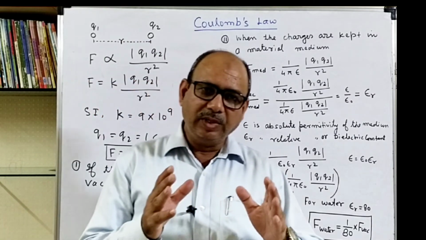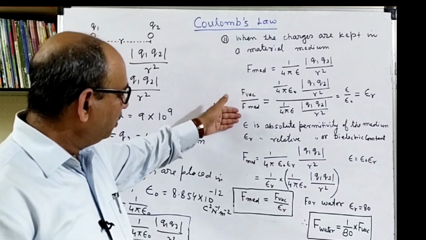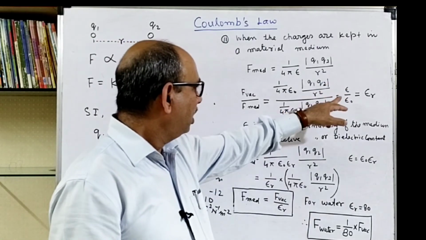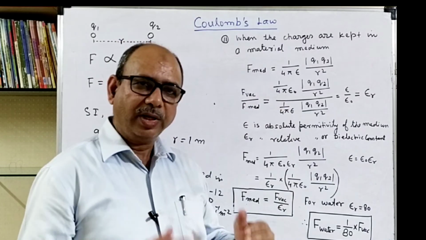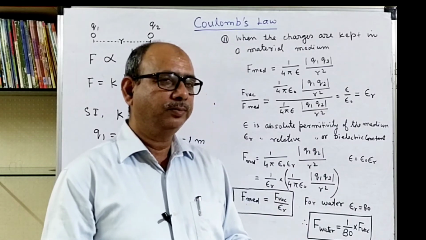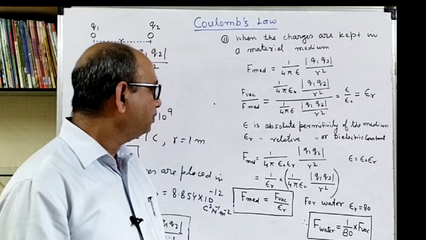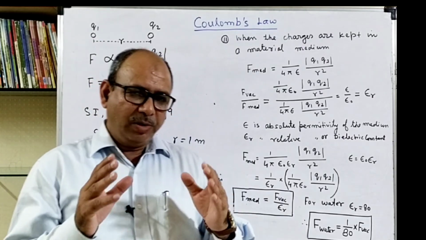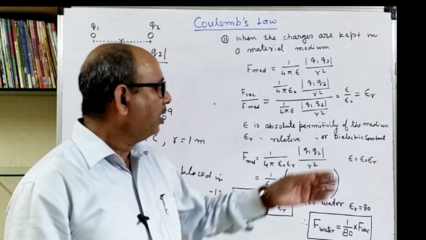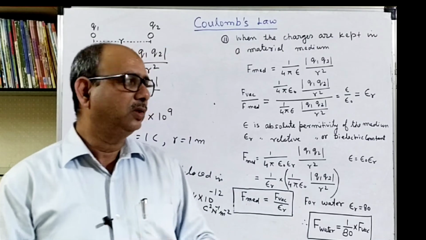Let's find out what will be the impact on the force between the two charges. F vacuum divided by F media, if we simplify it, the 1 upon 4 pi terms cancel out, and the ratio turns out to be epsilon upon epsilon naught. The ratio of the absolute permittivity of a medium to the permittivity of free space is called the relative permittivity of the medium. That is, epsilon r is equal to epsilon upon epsilon naught. Epsilon r is the relative permittivity of the medium.